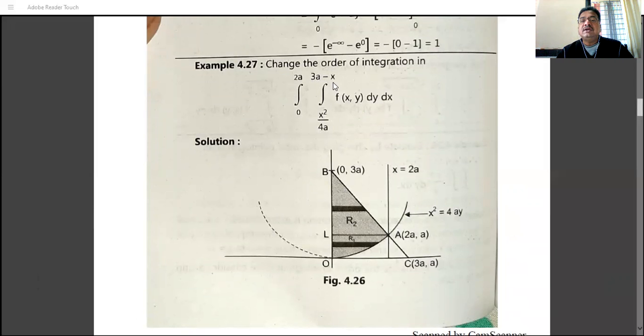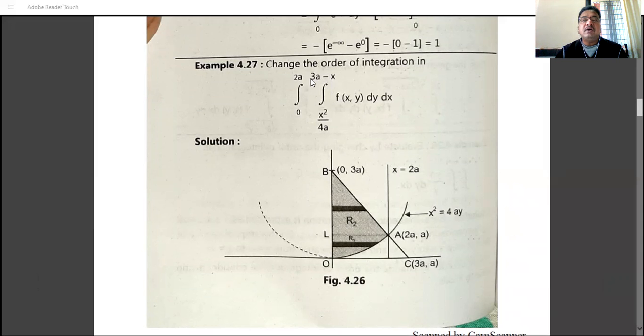Then y is equal to 3a minus x, which means x plus y is equal to 3a, or x plus y minus 3a is equal to 0, is the equation of a straight line, because ax plus by plus c is equal to 0 is the equation of a straight line in general form. And the constant term is not equal to 0. The constant term is 3a. Therefore, the line does not pass through the origin.